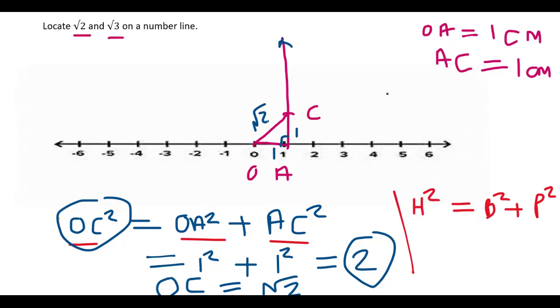Now we will again use a compass and we will open our compass at a distance of OC. We will open our compass with a distance of OC and we will draw an arc on the number line. So we will get the arc here and we can mark this point as D.